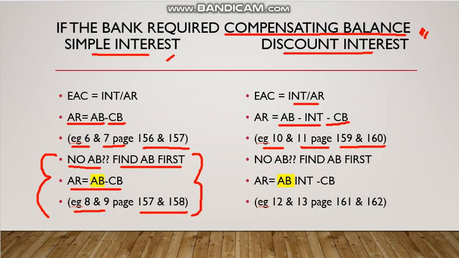The same is also the situation for discount interest if we have the compensating balance. Here the same thing: AB minus interest and minus CB. But in this one no amount borrowed is given, so we have to find the amount borrowed. Now you can refer to example 12 and example 13 on pages 161 and 162. Alright? Okay, alright, next.